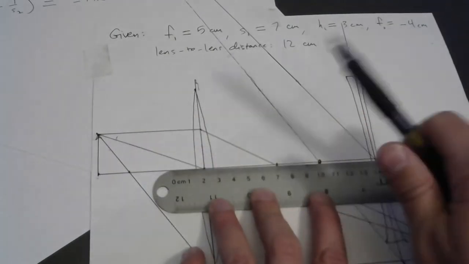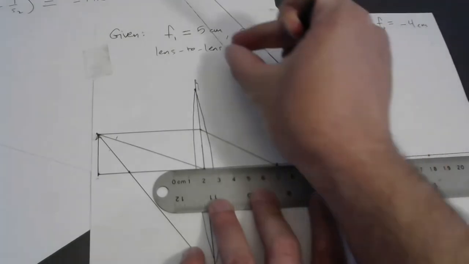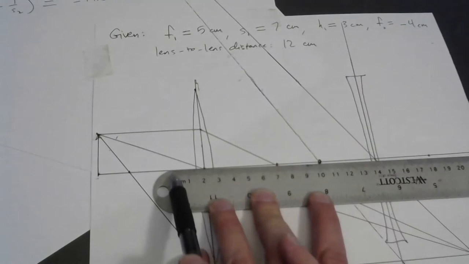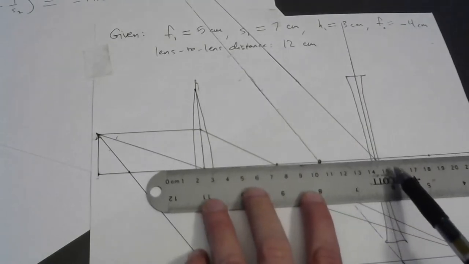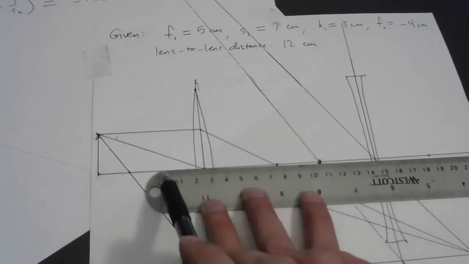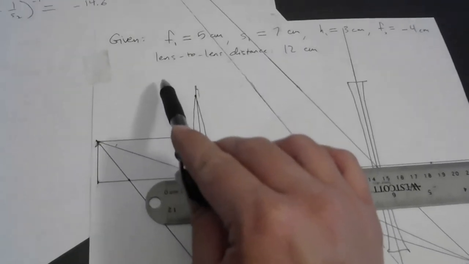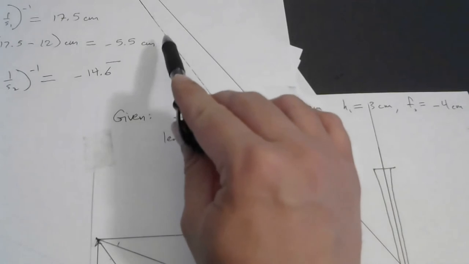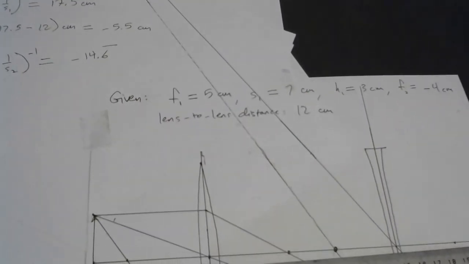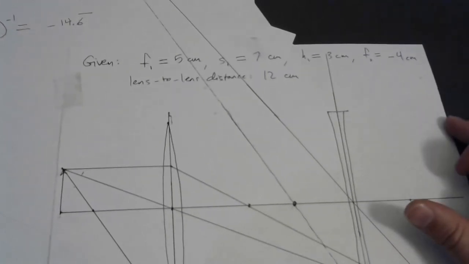So I should have found that these two rays intercept at some point above this zero mark here. See how I've lined this up? So it says 14.6 centimeters between the lens and the image from that second lens. And I do not find that result. I find that they converge somewhere farther off. So I think what's happened here is that this ray tracing method is very sensitive to small errors.